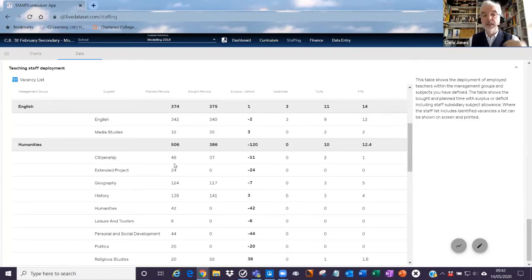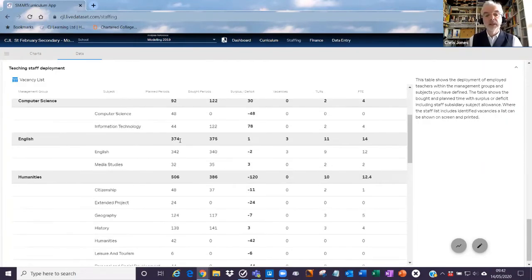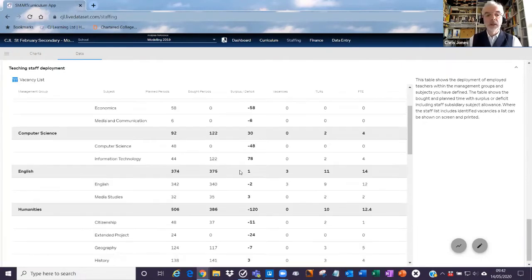But all it's saying logically is these are the periods that we've planned. These are the periods that we have bought, and here is our surplus and deficit. In terms of this organizational group, there is a surplus. This bought periods will include the subsidiary subjects.